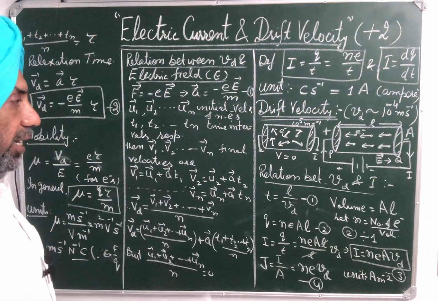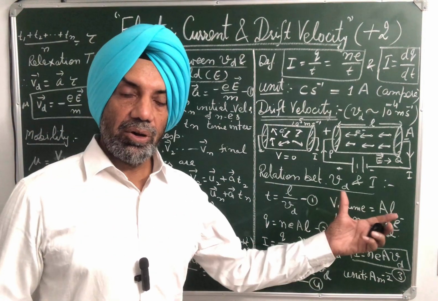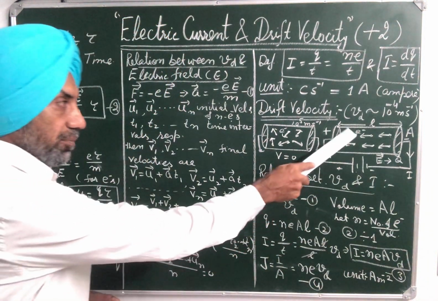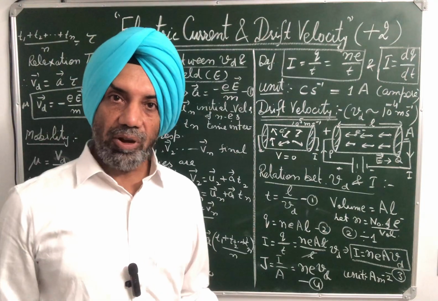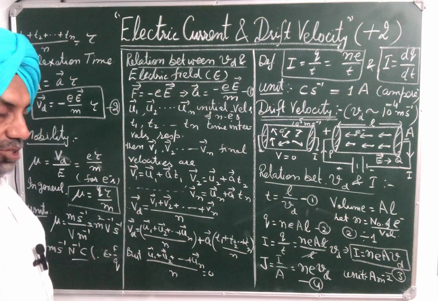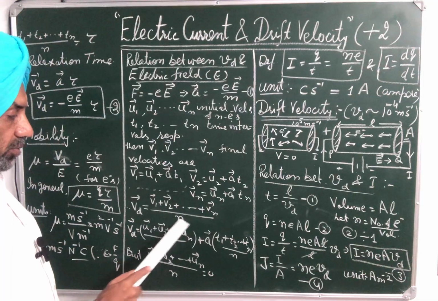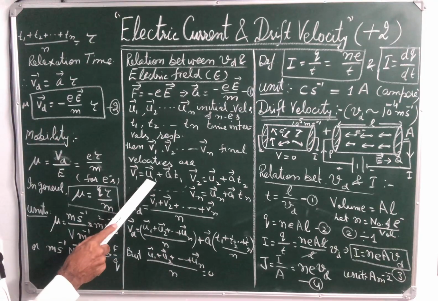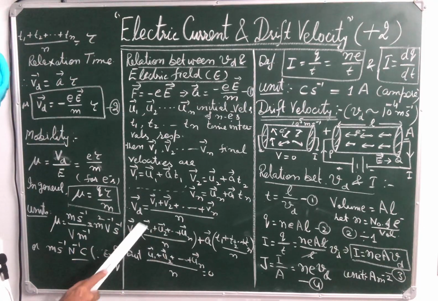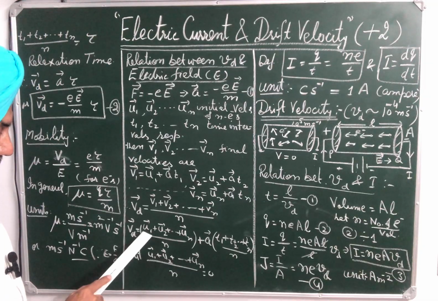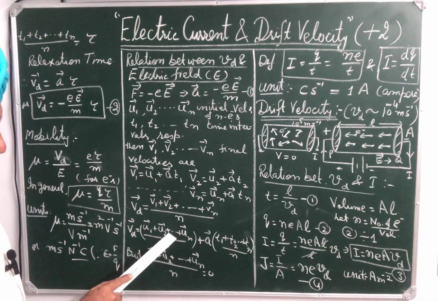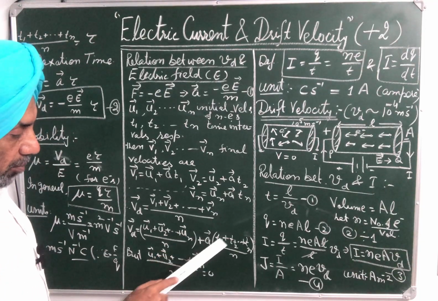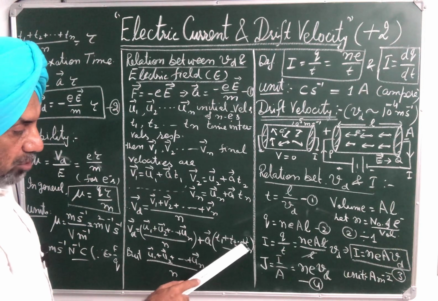So v1, v2, vn are the final velocities of the respective n electrons, and we have to find the drift velocity. Drift velocity is the average of all these velocities. So vd will be equal to v1 plus v2 plus so on plus vn upon n. If you substitute the values of v1, v2 and simplify, we can put u1, u2, un within a bracket. So vd is equal to vector u1 plus vector u2 plus so on plus un upon n, plus, for the second term, vector a is common, times t1 plus t2 plus so on plus tn upon n.